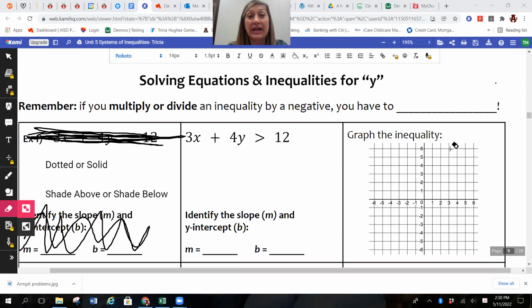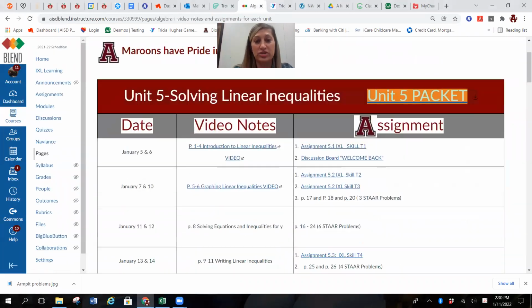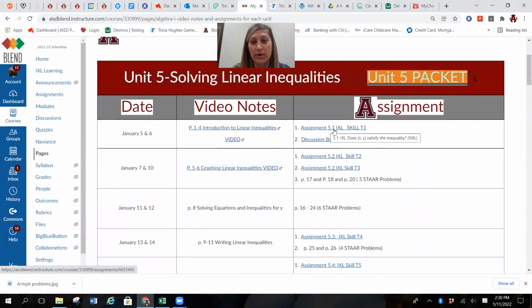You're going to use the class time to work on the 3 IXL assignments that needed to be completed: 5.1, 5.2, 5.3. Let me show you where they are. 5.1 T1, 5.2 T2, 5.2 T3.